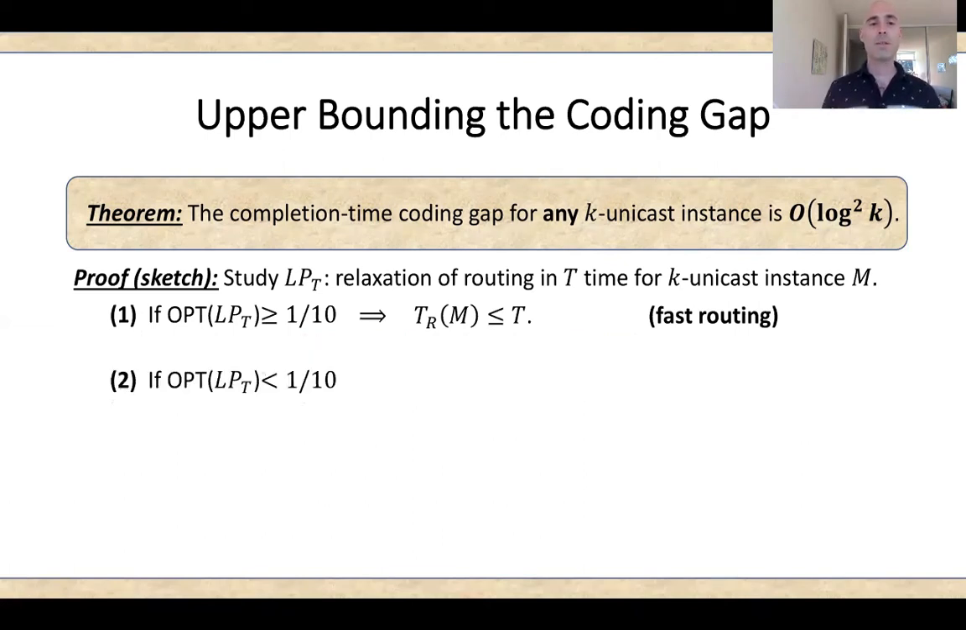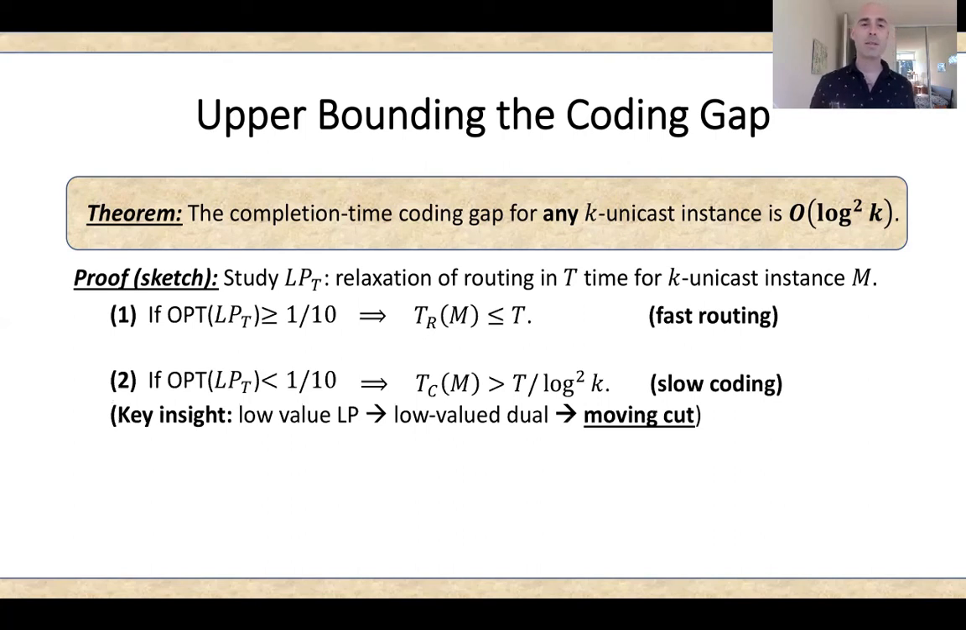The crux of the analysis here is in showing what happens in the opposite case. So if the optimum value of this LP is small, we show that not only is the fastest routing actually pretty slow, but even the fastest coding protocol is actually pretty slow. And in particular, the fastest coding time for this instance is at least T over polylog K.